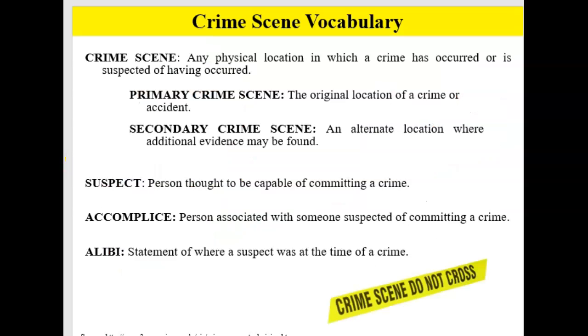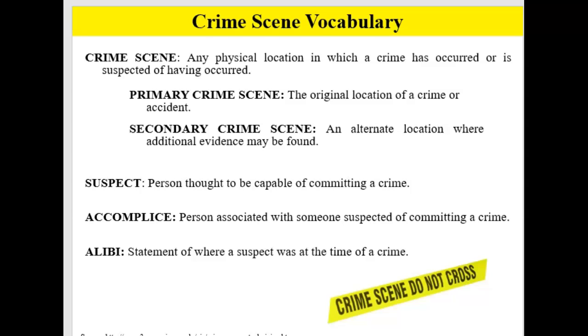The first thing we need to take a look at is some of the vocabulary that is used. So for right now, we have the crime scene. That is where the original crime, or the crime actually, occurred. The primary is usually what it's called, the original one. And then the secondary one is the second place where even more evidence can be found.